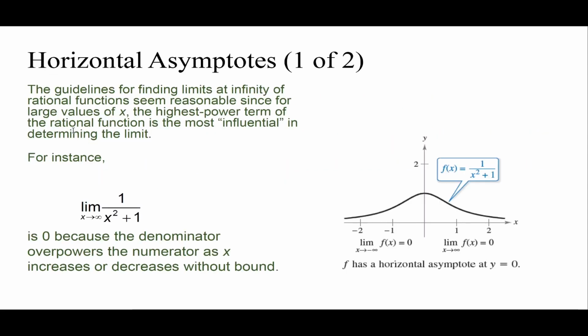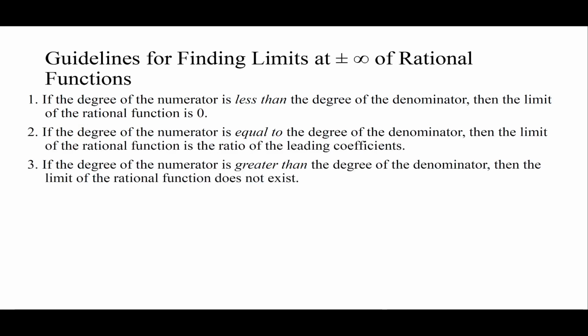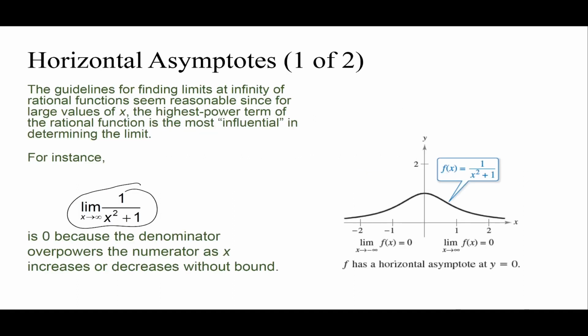Some examples of horizontal asymptotes. Look at the function 1 over x squared plus 1 when x approaches infinity. Because of the guideline, if the degree of the numerator is less than the degree of the denominator, then the limit of the rational function is 0. As you can see here, the degree on the bottom is 2, and the degree on the top is 0, because this is a constant function. That's why y equal to 0 is a horizontal asymptote. Y equal to 0 means this is the x-axis.